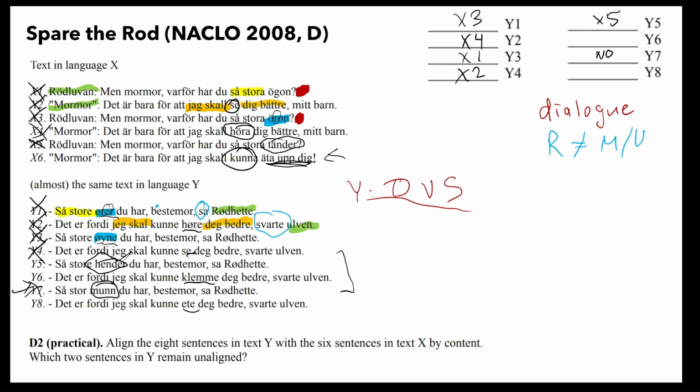I think we're just putting no or X or something in there, but if we put an X there, then it could get confusing because X is the other language. So no for Y7. So now we only have Y6 and Y8, and we have to match it to X6. So klemme kuna, ete kuna.